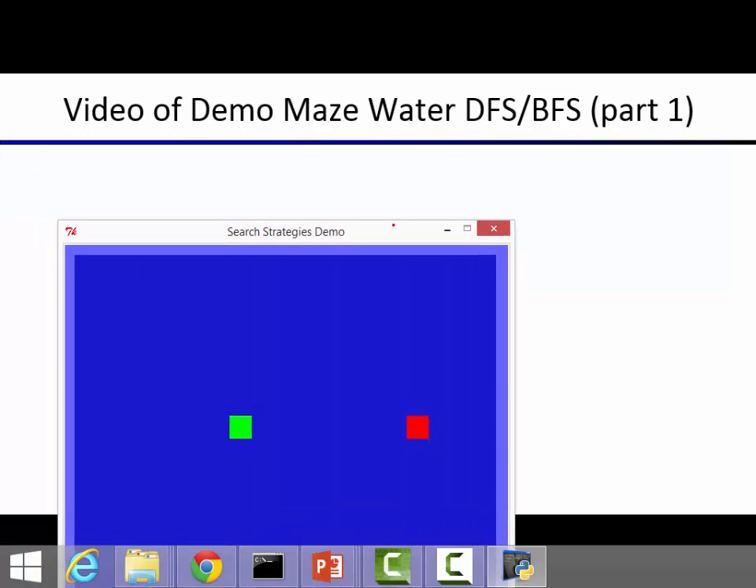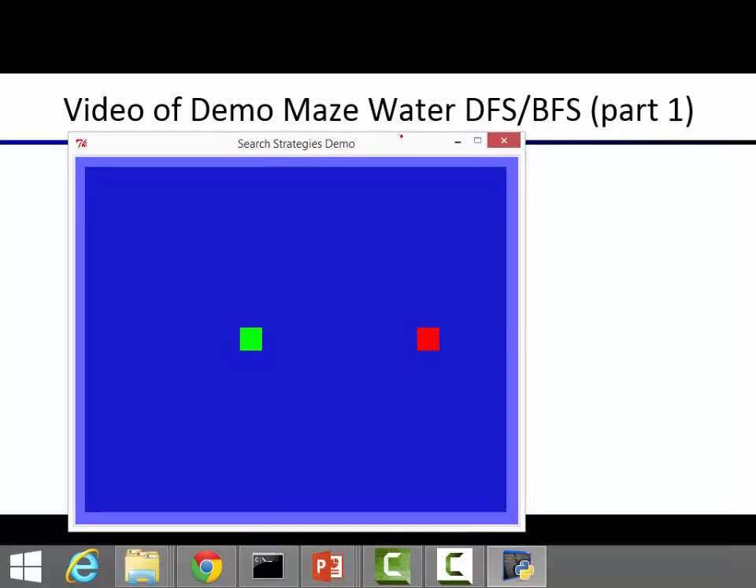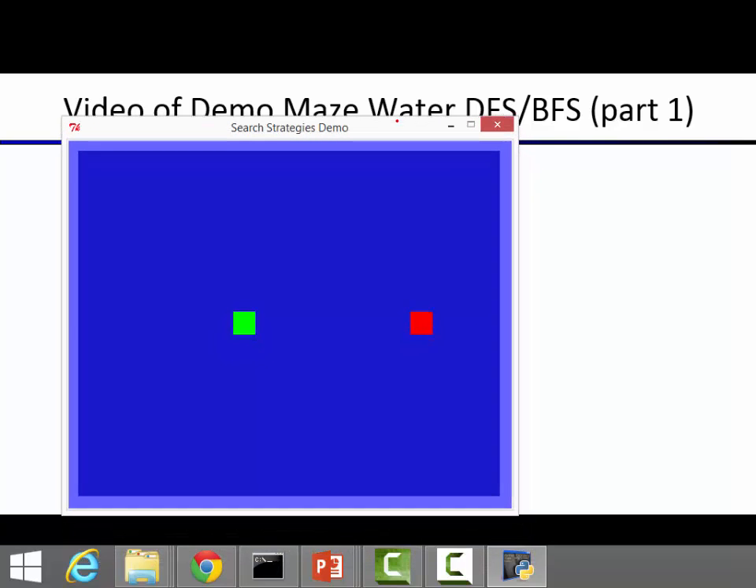Okay, what are we looking at here? This is a search problem. The green spot is the start state. The red spot is the goal state. You can move north, east, south, west. And I'm going to run a search algorithm. You're going to say which one it is. Okay?